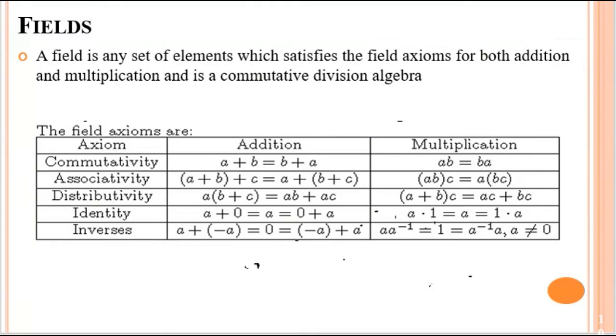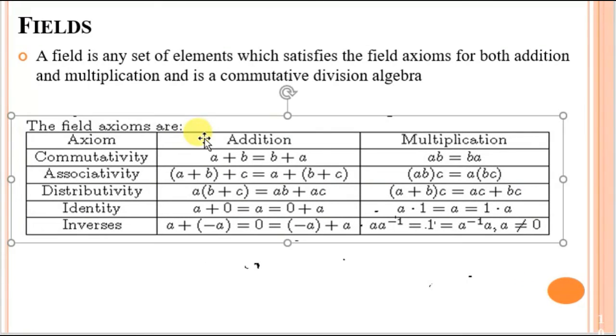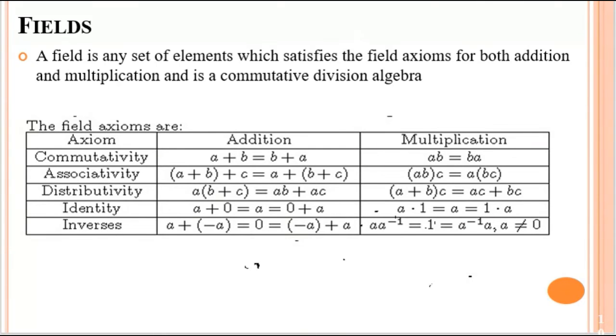Next one is field. A field is a set of elements which satisfy the field axioms for both addition and multiplication, and is a commutative division algebra. For example, commutative property, associativity, distributivity, identity and inverse for addition and for multiplication. So in commutativity, for addition A plus B, for multiplication A times B, similarly all are calculated here.